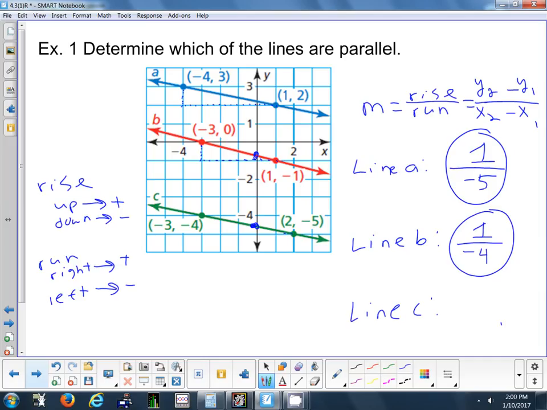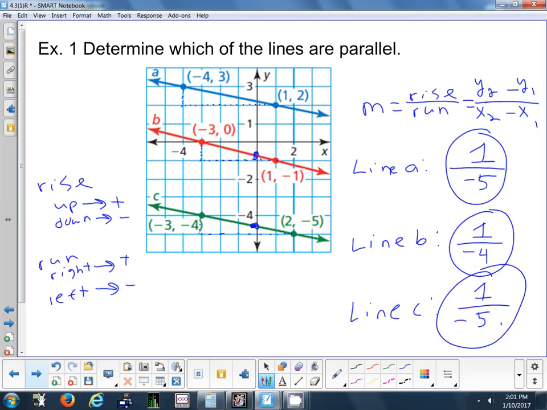Let's do my last line. Okay, as we go this way, and then this way. Let's do my run first. How many units did I move to the left? And because I moved left, what direction is that? And that is a negative. Because we went left, and then we went up. How many? And up, should I put a negative in front of that? No, up is positive. That's the slope of line C.